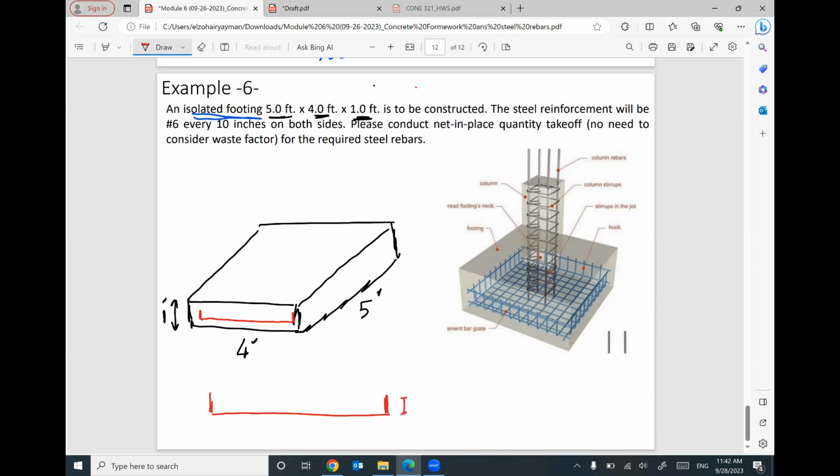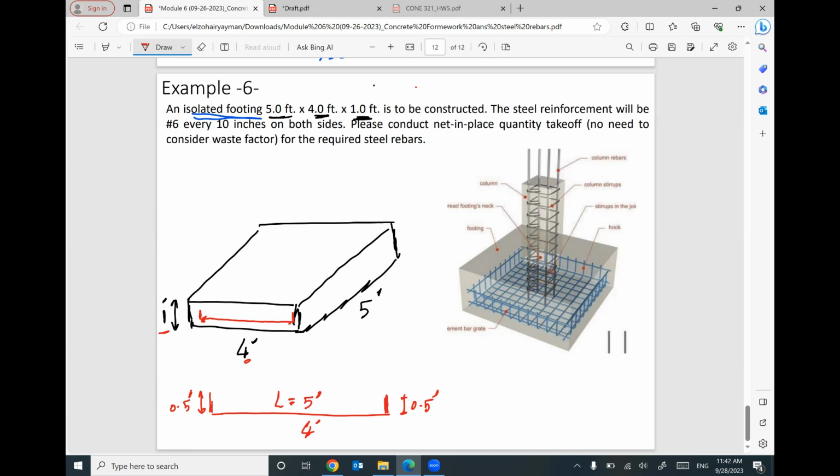This little leg is not exactly equal to the thickness of the footing. It will be half, maybe 0.5 feet. This one is approximately 0.5 feet. And the length of this part from here to here will be approximately 4 feet. It's not exact, but we can assume it is 4 feet. So I can figure out the total length of this steel rebar. The total length will be 4 feet plus 0.5 plus 0.5, around 5 feet.